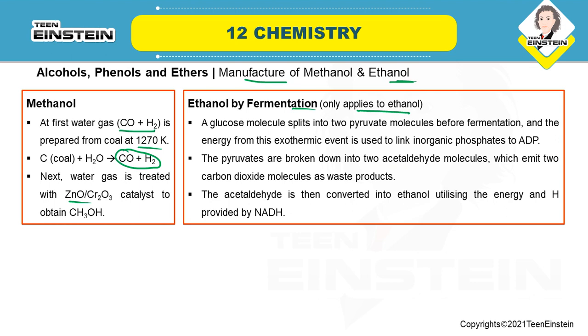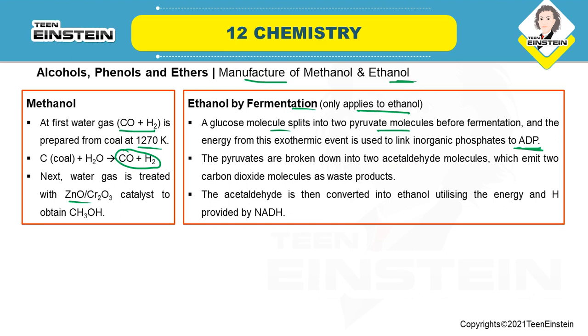You cannot make any other alcohol by this fermentation method. So what we do in this reaction, a glucose molecule splits into 2 pyruvate molecules before fermentation. So the first step is conversion of glucose molecule into 2 pyruvate molecules, and this is an exothermic process. It means some energy will be released, and that released energy is actually used to convert ADP to ATP, adenosine diphosphate to adenosine triphosphate.